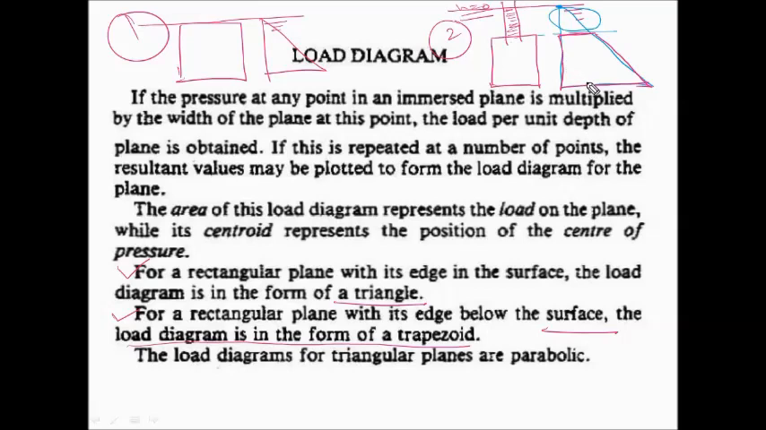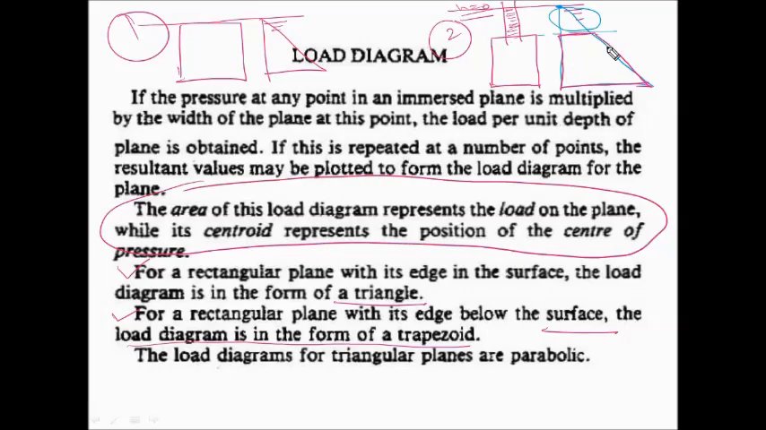The method will remain the same. This sentence will remain the same for all conditions: the area of the trapezoid will be the load acting on the bulkhead, and the centroid of the trapezoid will be the center of pressure of the bulkhead. I hope everything is clear. We will do some numericals, then you will understand the whole concept once again.